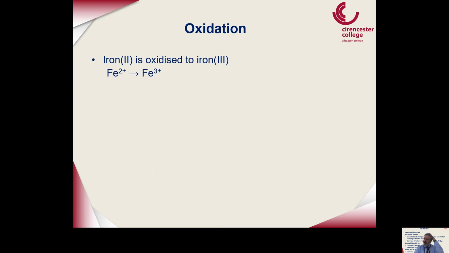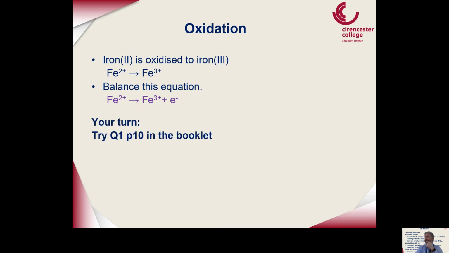So in terms of oxidation, we could use the potassium manganate to oxidize iron from iron 2 plus to iron 3 plus. We can balance this equation as well, very simply, we just need to add an electron. Now there's a question on that, question on page 10 in the booklet.